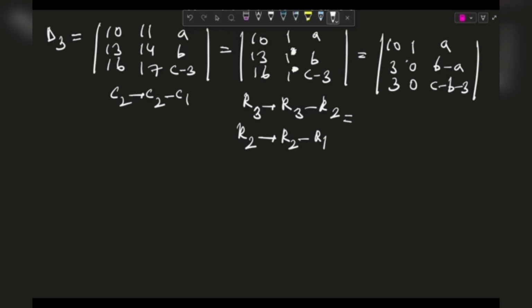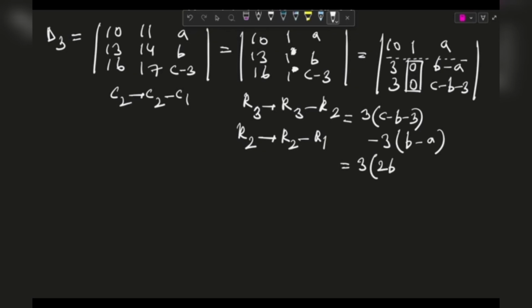So now this is 0 and 0. So basically if we take 1, this is the part we have to evaluate. So 3 into C minus B minus 3 minus 3 into B minus A, and now we can take a 3 common out. So we will have 3 times 2B plus 3 minus A minus C, I guess. This is what we will have.